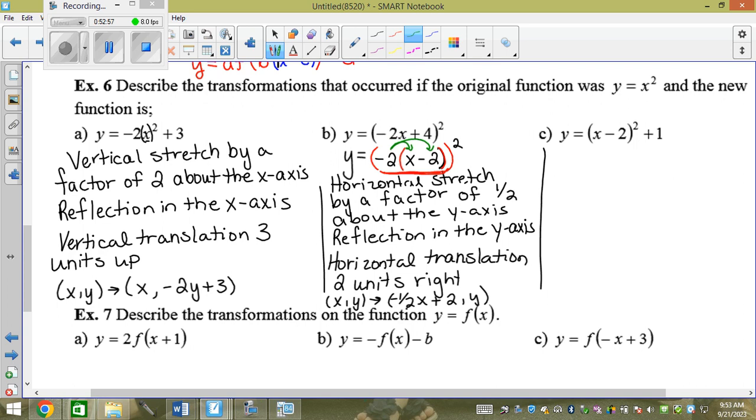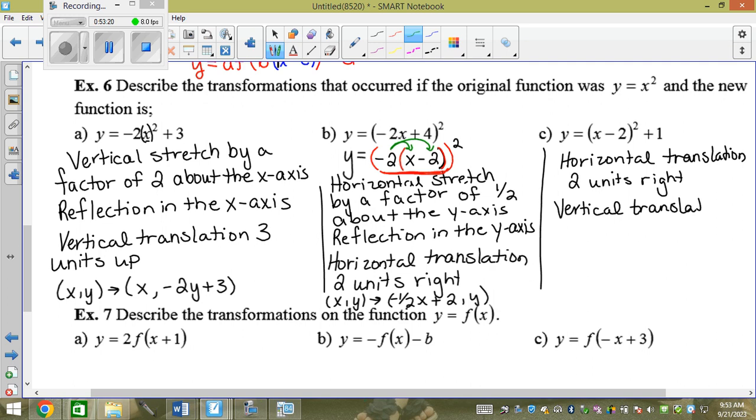This one is a no stretch, no reflection. We have a horizontal translation. It's with the x. 2 units right. Do you see how it gets more complicated when everything can be together? And then a vertical translation, one unit up. So x, y becomes x plus 2, y plus 1.